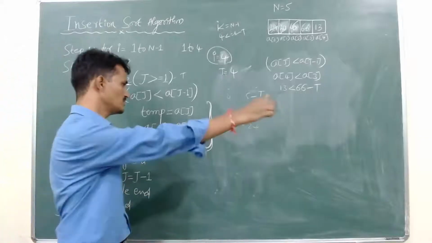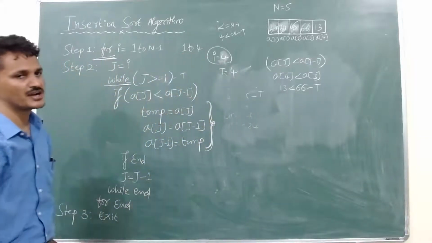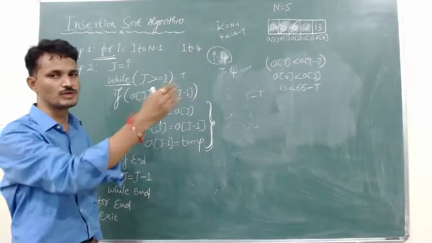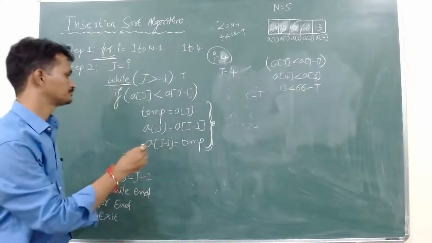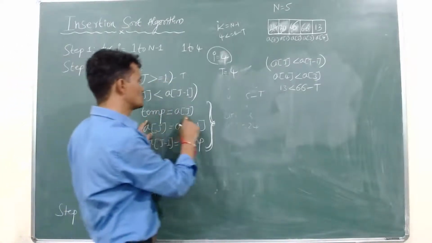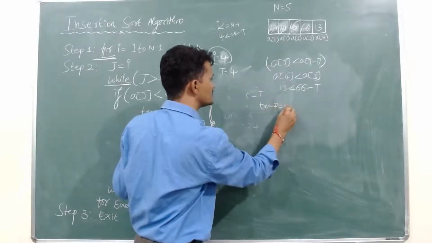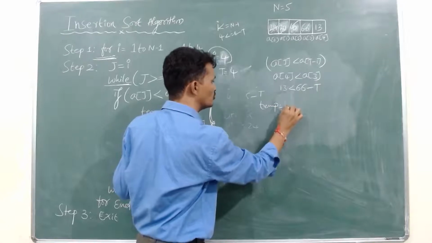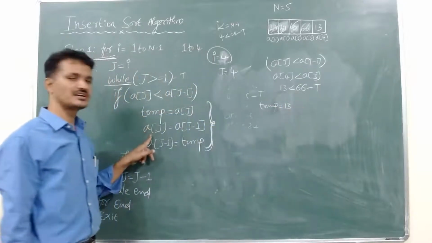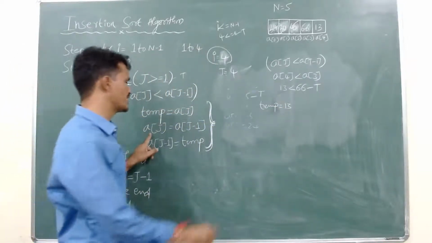That means 13 will come and occupy the a of 3 position and 66 will move on to the last position. Look at this. temp is equal to a of j. a of j means a of 4. What is the value of a of 4? 13. And the next, a of j is equal to a of j minus 1.